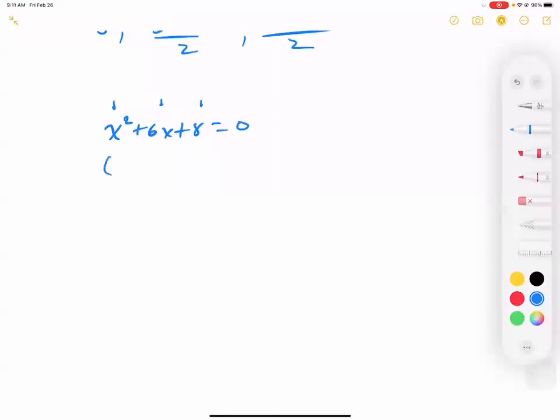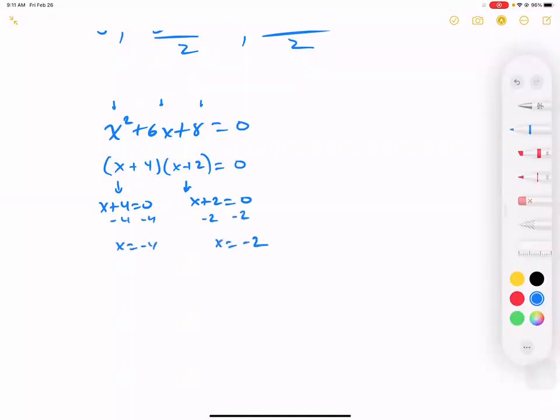So one way for us to do this is by factoring. So x plus 4 and x plus 2. And we can say, hey, the zeros are x plus 4 is equal to 0, and x plus 2 is equal to 0. Minus 4, minus 4, minus 2, minus 2. X equals negative 4, and x equals negative 2. Okay, so factoring is our easiest way of trying to solve these problems.